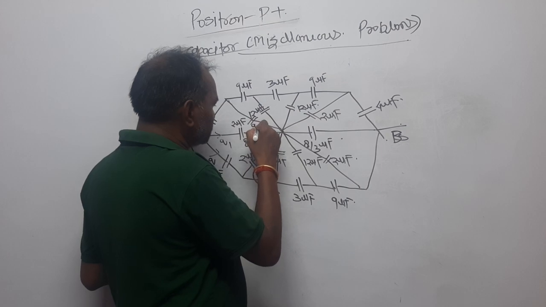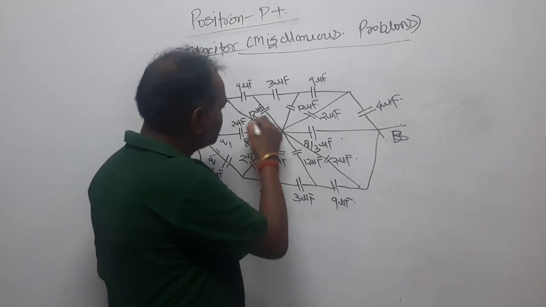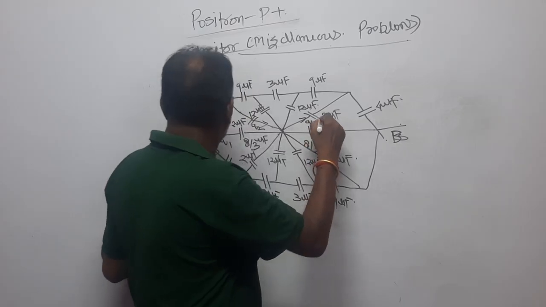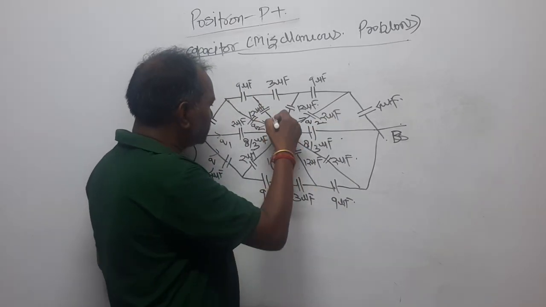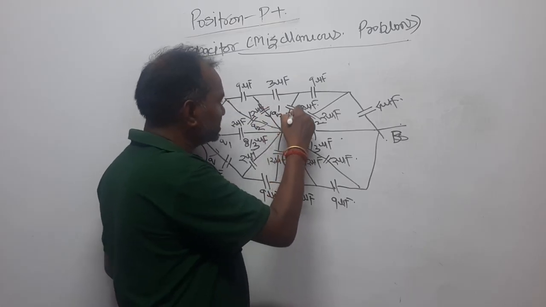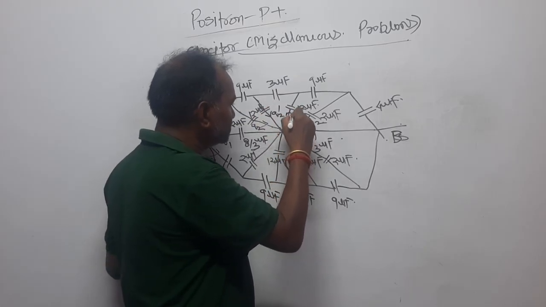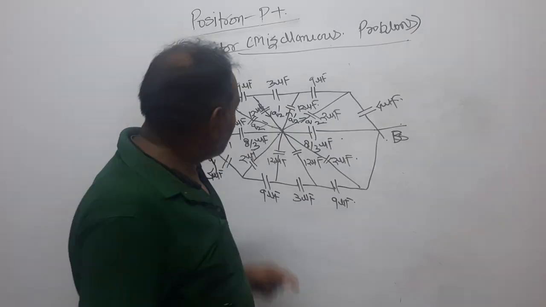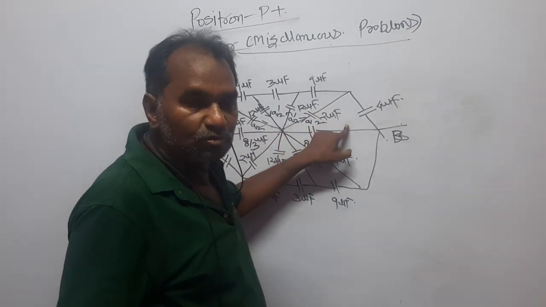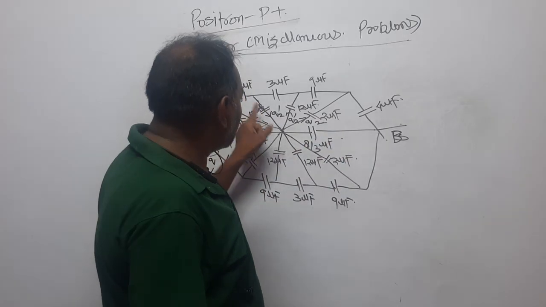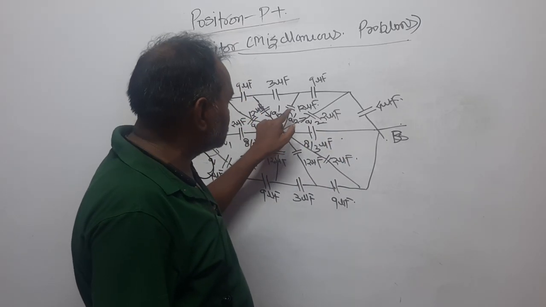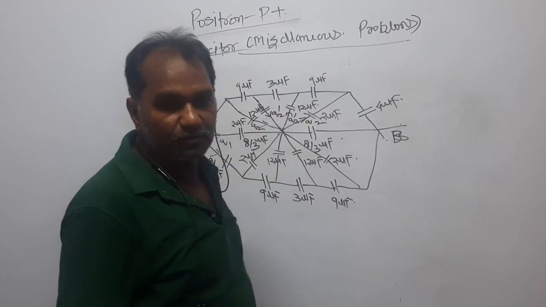If Q2 charge goes to it, it's a mirror symmetry. So this 2 microfarad will receive Q2 charge, right? If Q2 dash charge goes to this 12 microfarad, the same charge will be received by this 12 microfarad. Whatever charge comes here, the same charge will return through this 2 microfarad, and let Q2 dash charge is received by this 12 microfarad, the same charge will return through this 12 microfarad.